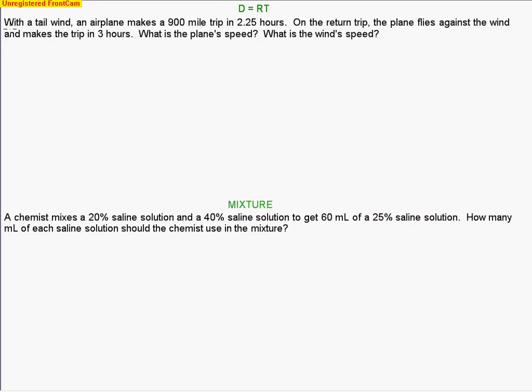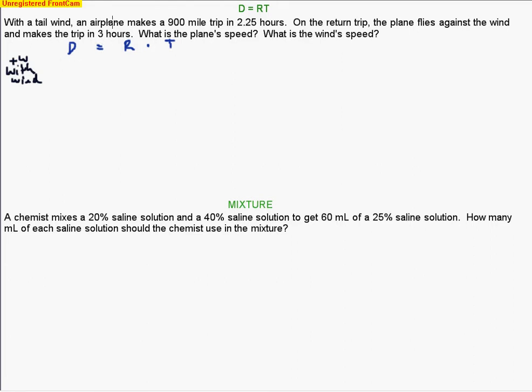First of all, they talk about a tailwind. It says, with a tailwind, an airplane flies 900 miles in 2¼ hours. Right away, we can start writing an equation. Remember, we have distance equals rate multiplied by time, but the first sentence pretty much gives us everything we need. It talks about a wind, and we are going with the wind. So when we go with a wind, that means we are adding wind speed to the rate of the plane. That's why we go faster, and we'll see that the time is smaller when we're going with the wind rather than against the wind.